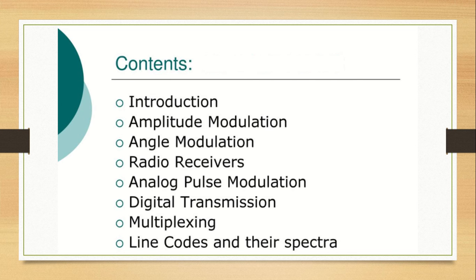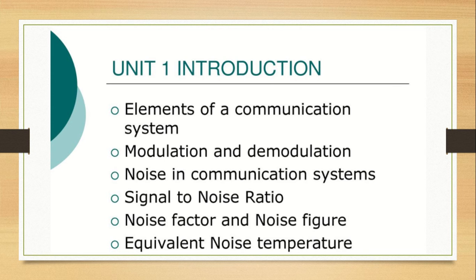So here are the contents of our discussion for today. We'll talk about the introduction of the principles of communications. Then we'll talk about amplitude modulation, angle modulation, radio receivers, pulse modulation, digital transmission, multiplexing, line codes, and their spectra. Perhaps we can cover most of these topics today, and the rest will be discussed in our coming videos. For the introduction, we'll talk about elements of the communication system, modulation and demodulation, noise in the communication system, signal to noise ratio, noise factor and noise figure, and equivalent noise temperature. Perhaps three of them will be discussed today, and the rest will be in our future discussions.